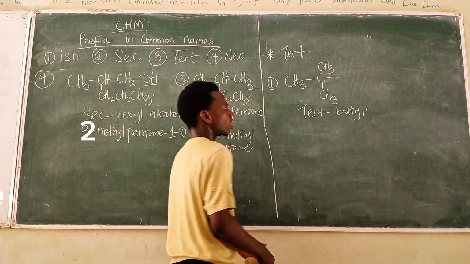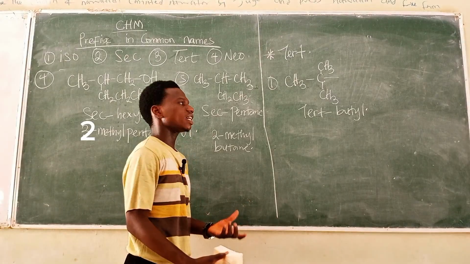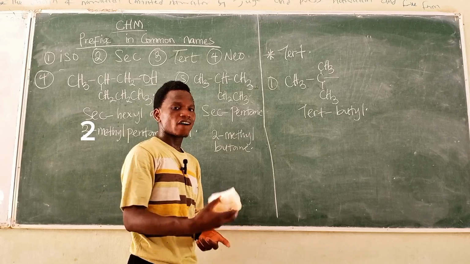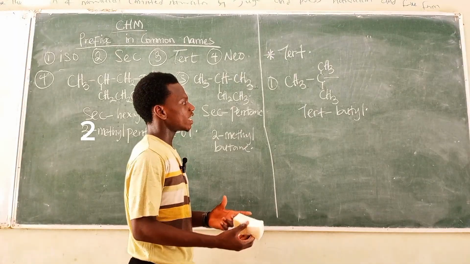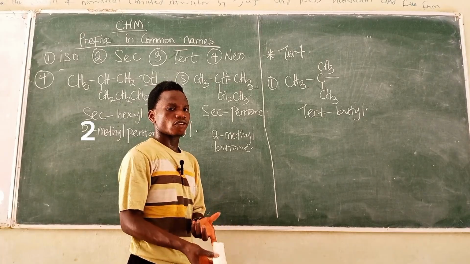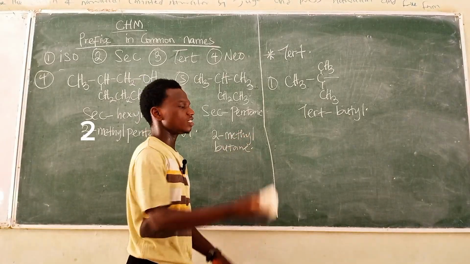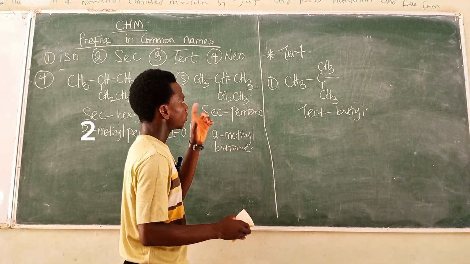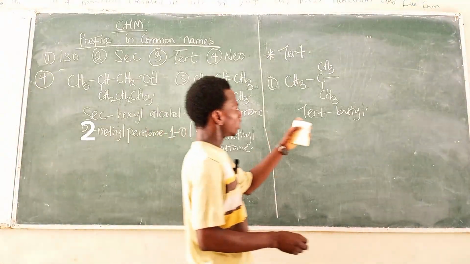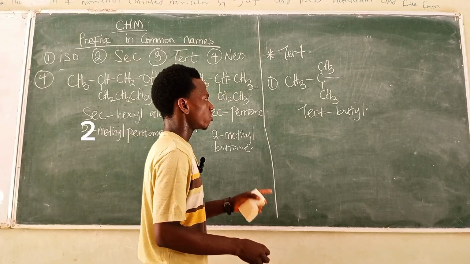Now, one thing about using the prefix Tert is that you can't have anything other than Tert butyl. It is always Tert butyl. You cannot have Tert pentyl, because when you have Tert pentyl, then that is automatically wrong, because you are no longer dealing with the Tert, but you're dealing with the prefix neo. Now, when we get to the prefix neo, I will explain why I said so. So, this is how you are able to identify and name organic compounds using the prefix Tert.